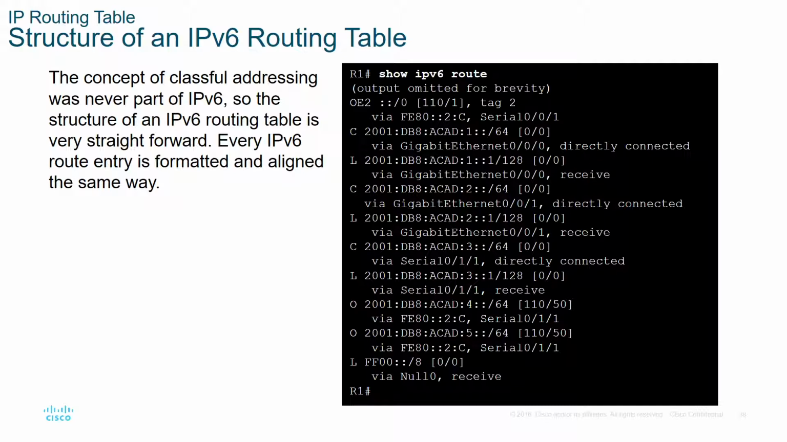The concept within the structure of an IPv6 routing table is slightly different. The concept of classful addressing was never part of IPv6, so the structure of an IPv6 routing table is very straightforward. Every IPv6 route entry is formatted and aligned the same way.